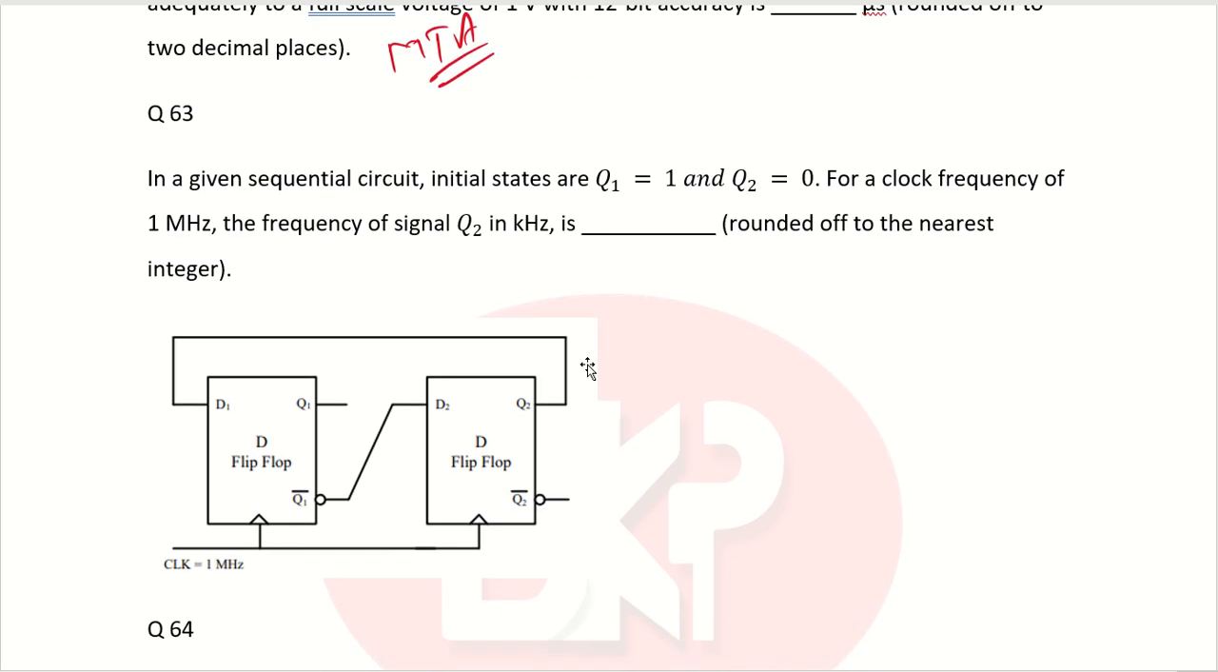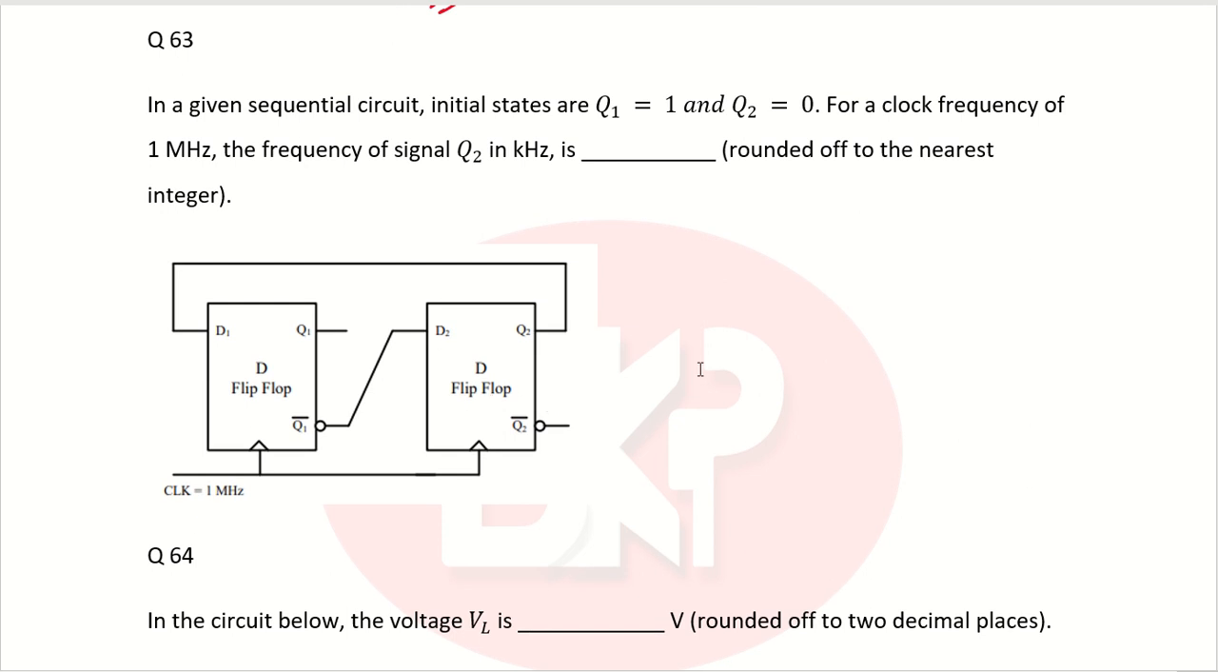All right. So question number 63. 63 is a very good question. You have the initial state and you have to find out the frequency. So what will you do? Clock frequency is given, right? So if clock frequency is given, then you have to just find out the mod number for this particular counter. You divide 1 megahertz by that, so you are going to get 250 kilohertz, okay. So the mod number that you will get is 4.